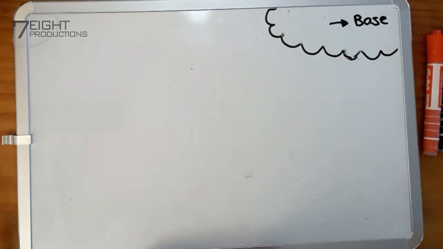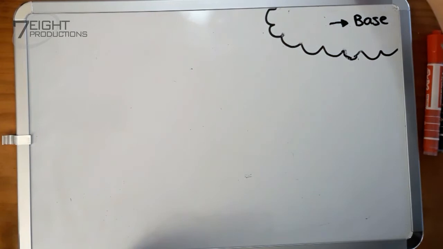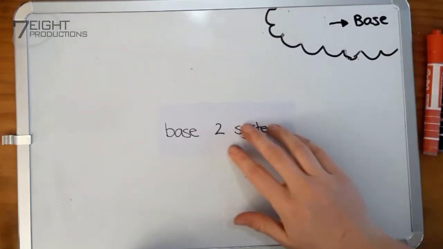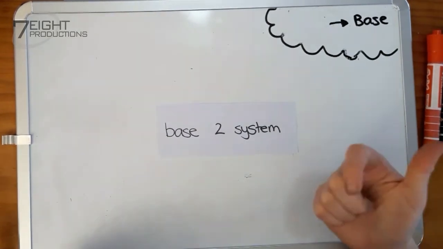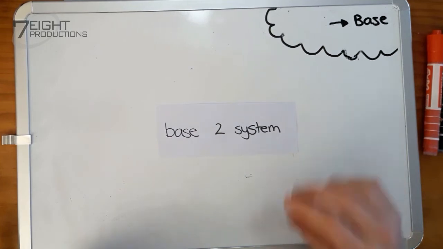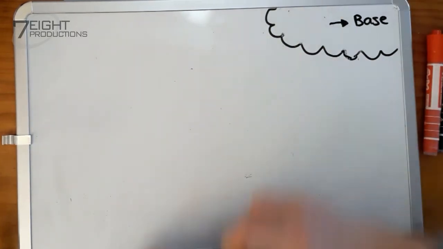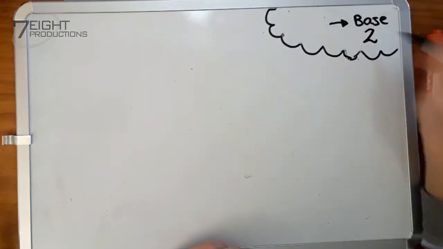Okay, now that worked all well and good for base 5, but does it work the same way for base 2? What if we have a base 10 number and we want to turn it into a base 2 system? Now, the good news is that it works exactly the same way. All right, and we're going to show that now. Just say we're wanting to turn numbers into base 2.